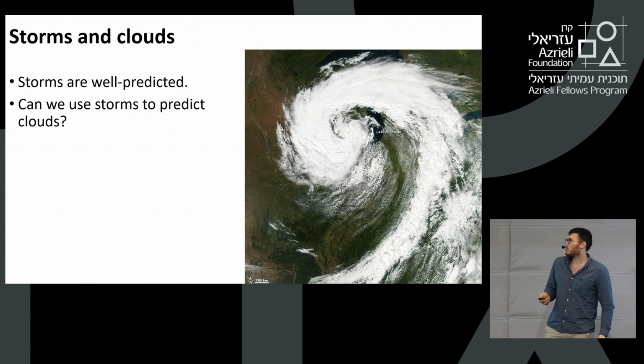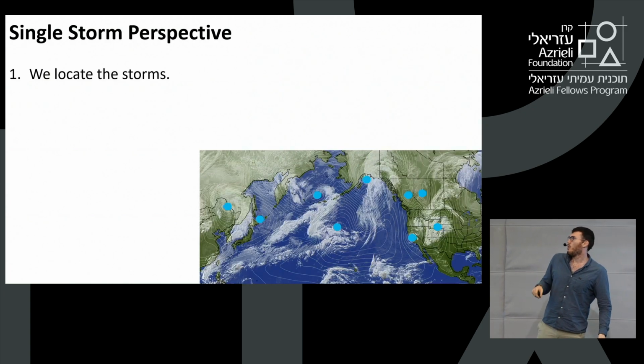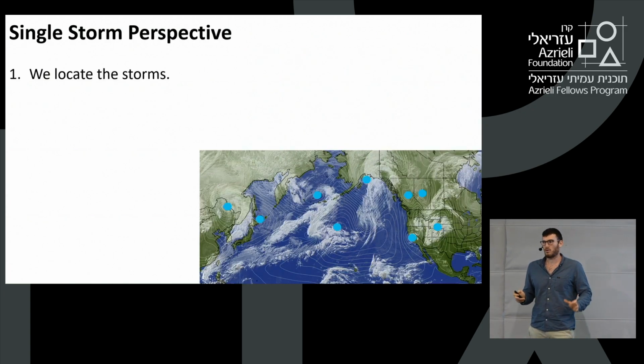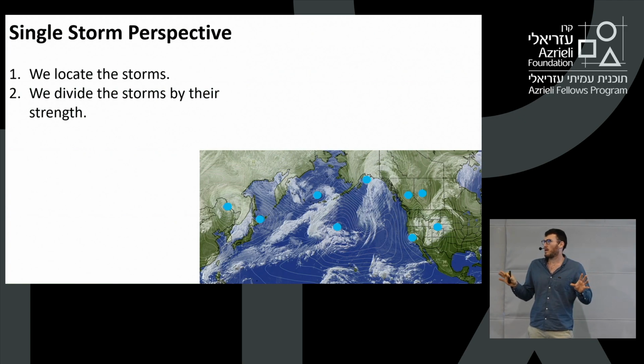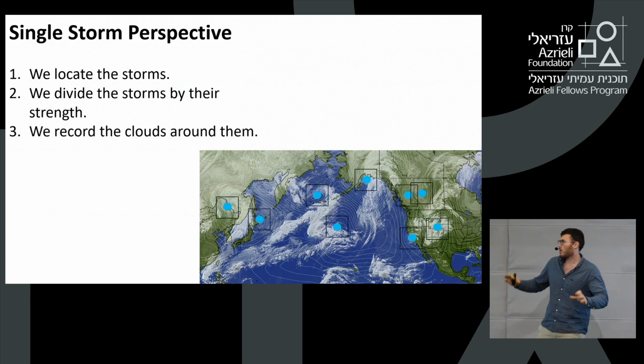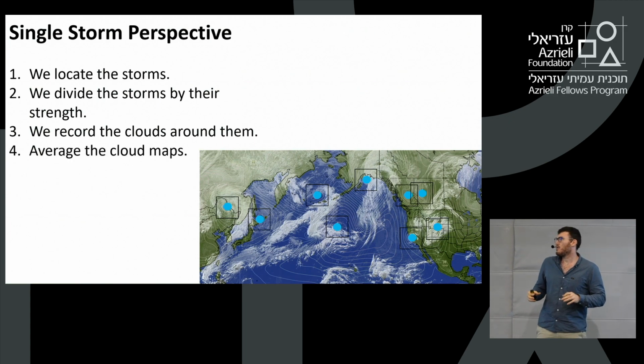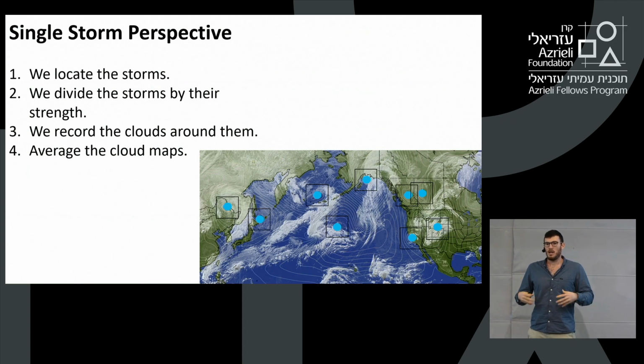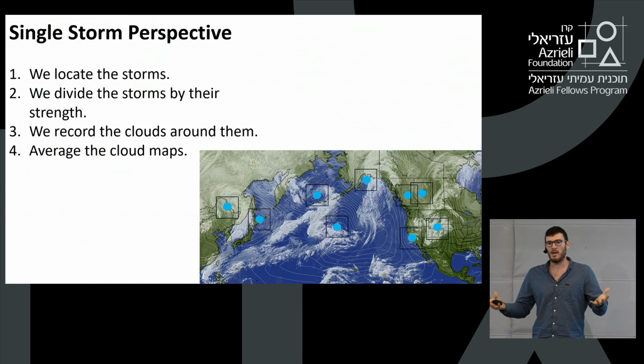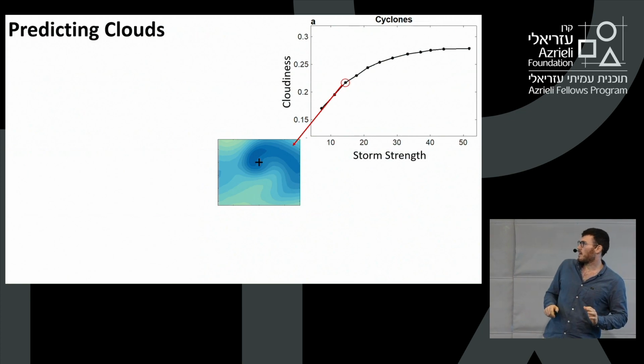So how did we do it? We locate storms, we divide the storms by their strengths, and then we put a box around them and record what the cloud field around them was. And then we average all of these maps in order to obtain knowledge of how the average storm affects the clouds around it. So this is the result we got.